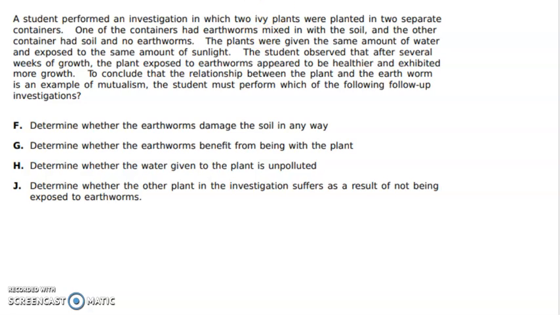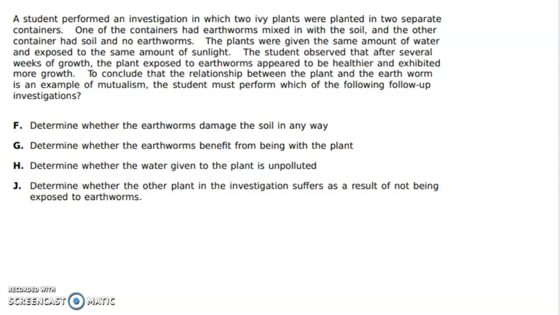A student performed an investigation in which two ivy plants were planted in two separate containers. One of the containers had earthworms mixed in with the soil, and the other container had soil and no earthworms. The plants were given the same amount of water and exposed to the same amount of sunlight.